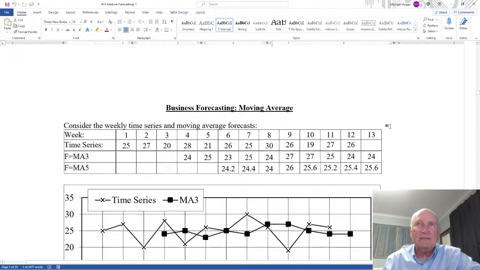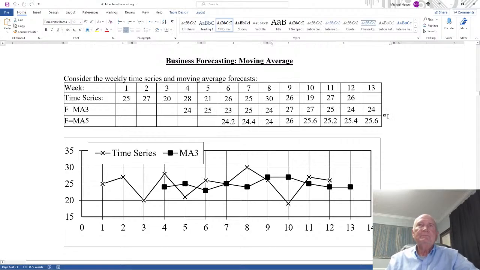Okay, here we go. Page 6. Moving average. In this development, I'm going to emphasize the simplicity of moving average and the power of moving average.